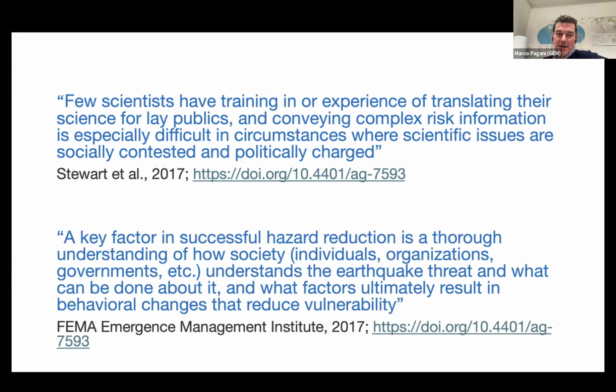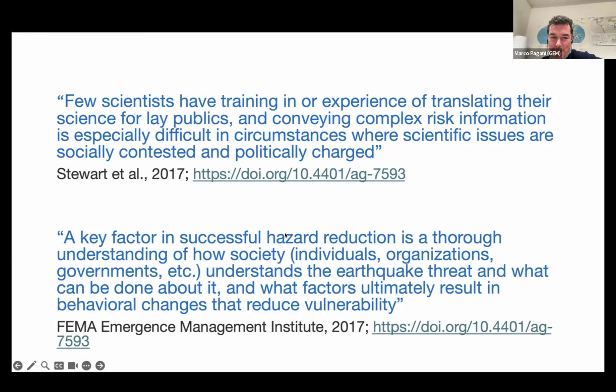And at the same time, this is something written in a document from FEMA, the Federal Emergency Management Agency, which is an organization based in the US, and it's a sort of civil protection agency. They explain that a key factor in successful hazard reduction is a thorough understanding of how society, individuals, organizations, and governments understand the earthquake threat and what can be done about it, and what factors ultimately result in behavioral changes that reduce the vulnerability.